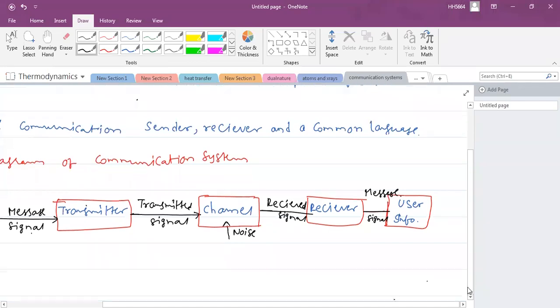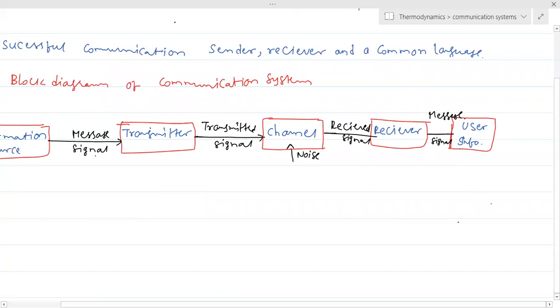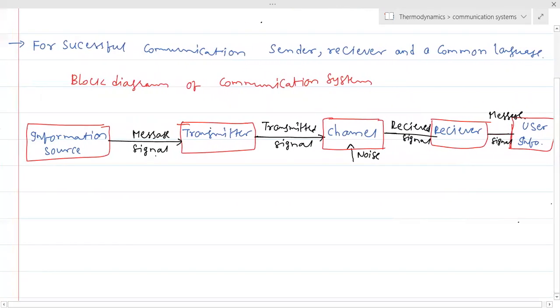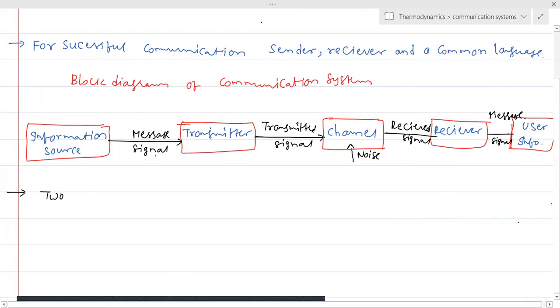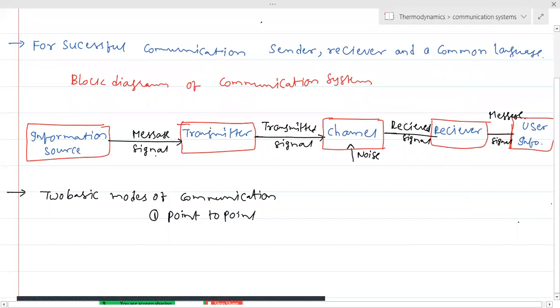Now we have two basic modes of communication. The first one is point to point, and the second one is broadcast.